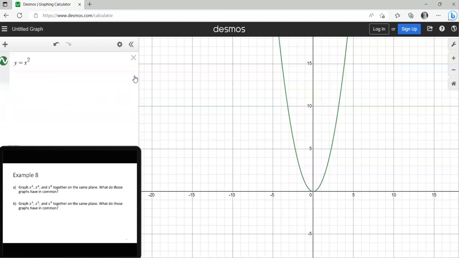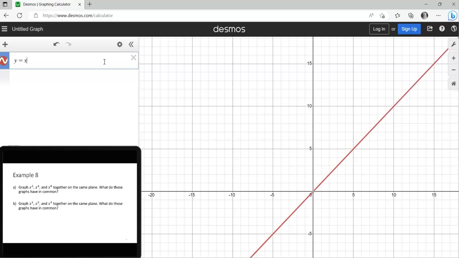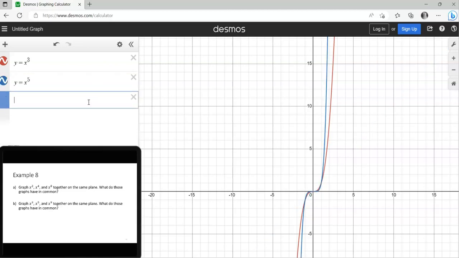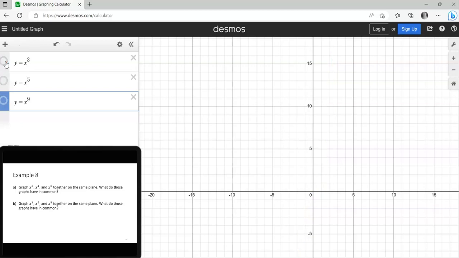Now what about x cubed, x to the 5th, and x to the 9th? So y equals x to the 3rd, y equals x to the 5th, y equals x to the 9th. Now in this case, if I'm looking at the graphs one by one, there's x to the 3rd, x to the 5th, and x to the 9th.